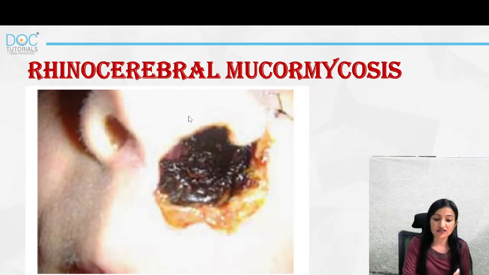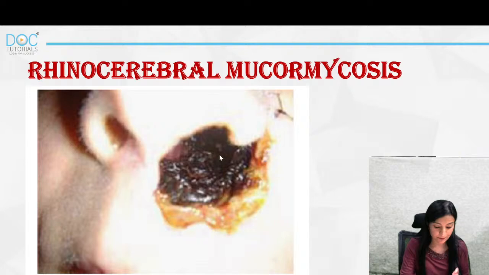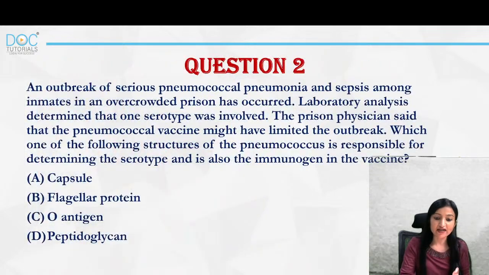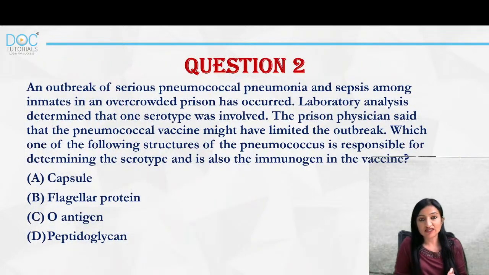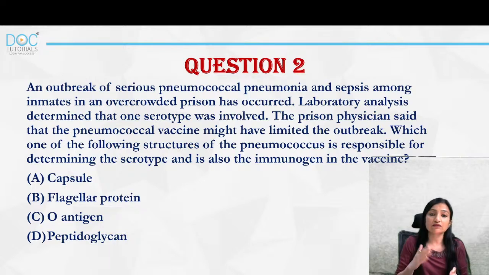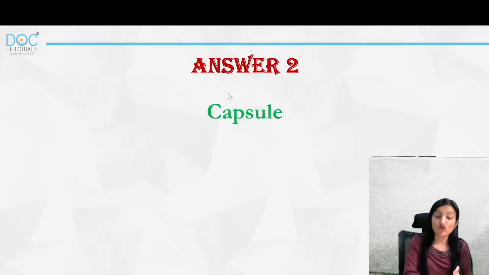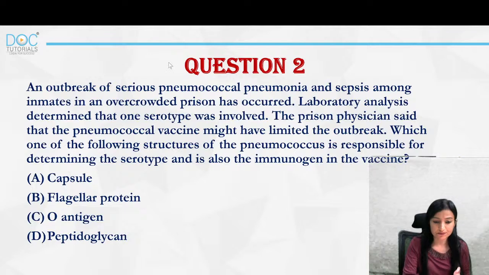Okay, so this is an actual picture of a case of rhinocerebral mucormycosis. You can see this necrotic tissue over here. All right, so that's about Zygomycetes. And the other important class of fungi which has the ability to invade the blood vessels is members of the genus Aspergillus. Okay, so remember these two important classes of fungi. Then moving ahead with the next question.